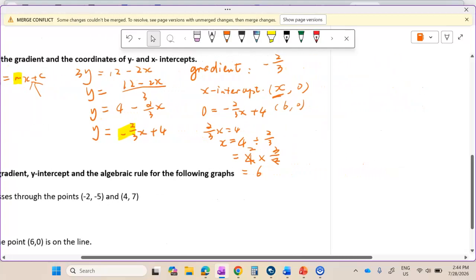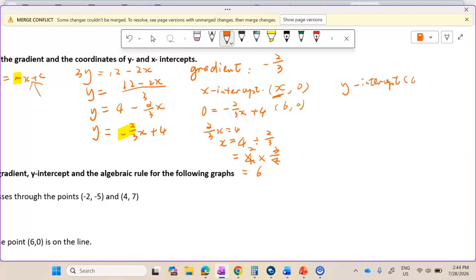Now let's move to the y-intercept here. So this is when x is 0, the y value, okay? So we will copy down the rest. So y equals times 0 this time. So y equals 0 plus 4. Y is 4, okay? So the y-intercept is 0, 4.